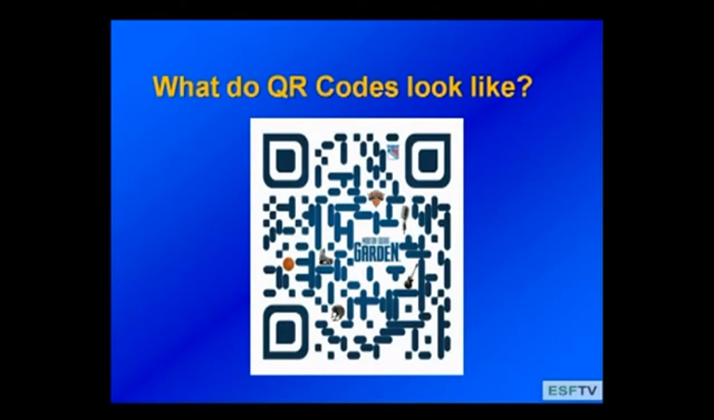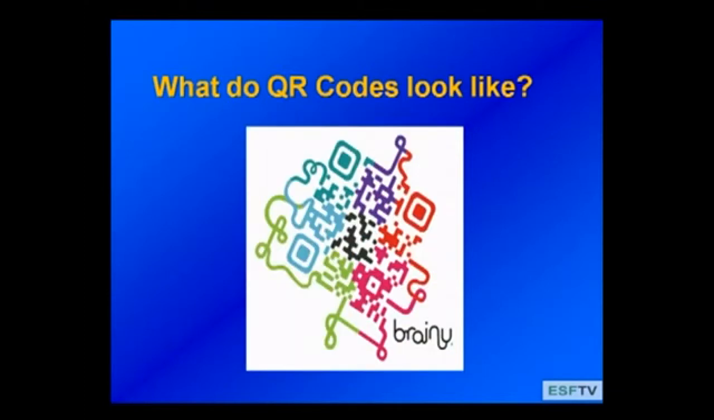But I'm going to show you some really interesting examples of QR codes. This is the QR code for Madison Square Garden. Again, these are customizable, so the person creating the code can create the color and add in all kinds of different icons and pictures and graphics. This is a QR code for a company called Brainy.